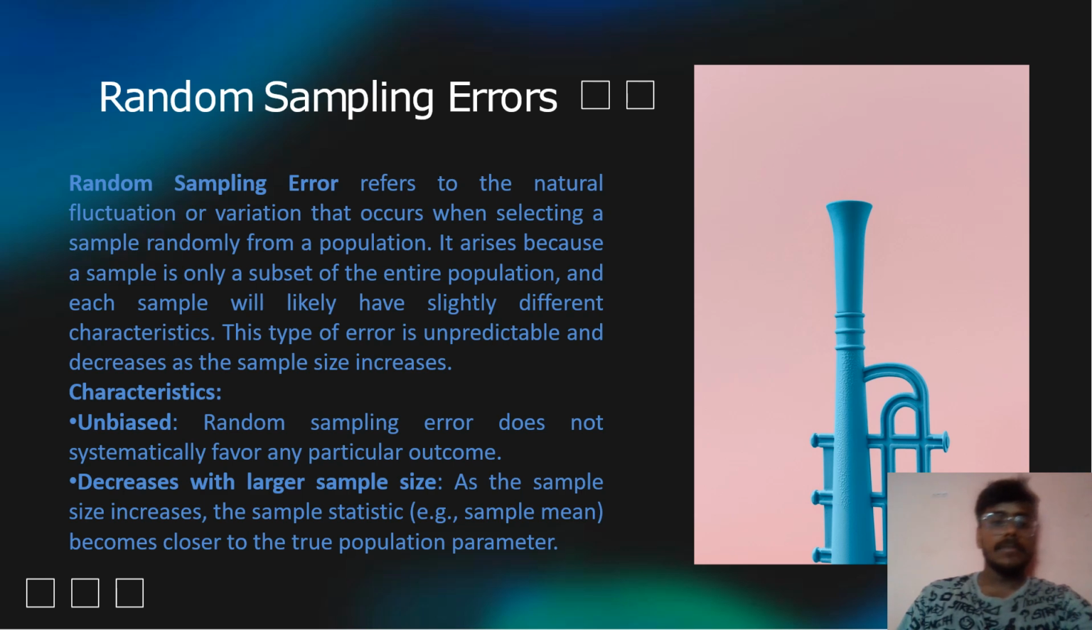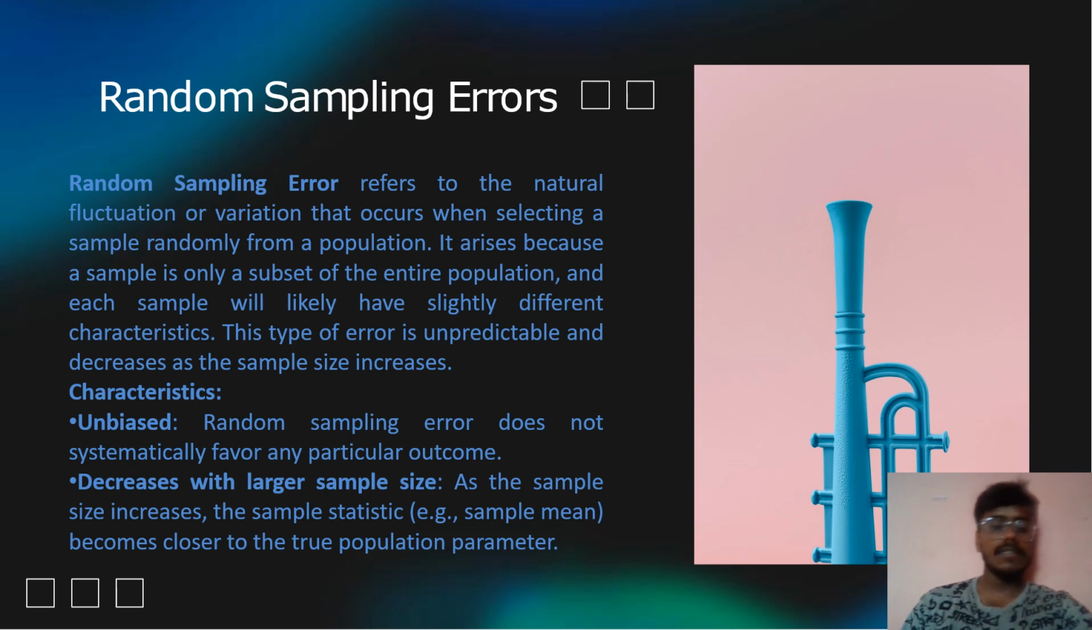Then next, random sampling errors. The random sampling error refers to the natural fluctuation or variation that occurs when selecting a sample randomly from a population. It arises because a sample is only a subset of the entire population, and each sample will likely have slightly different characteristics. This type of error is unpredictable and decreases as the sample size increases.